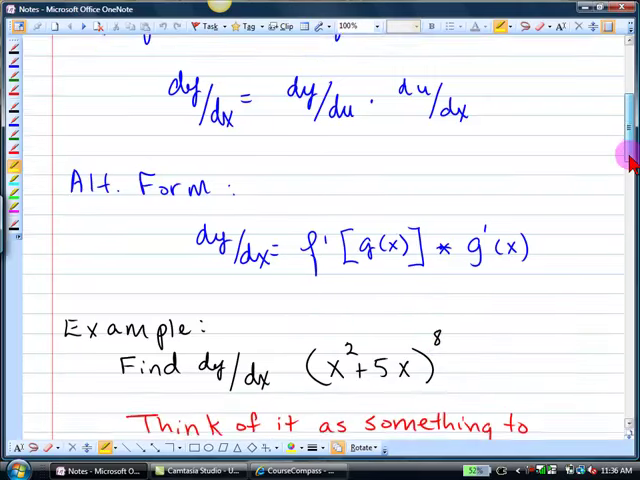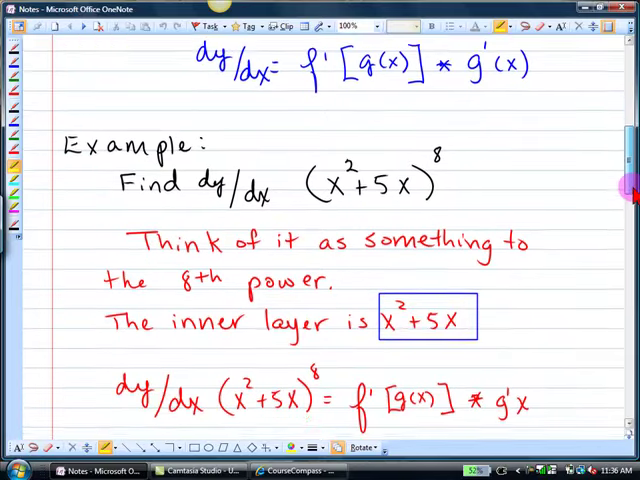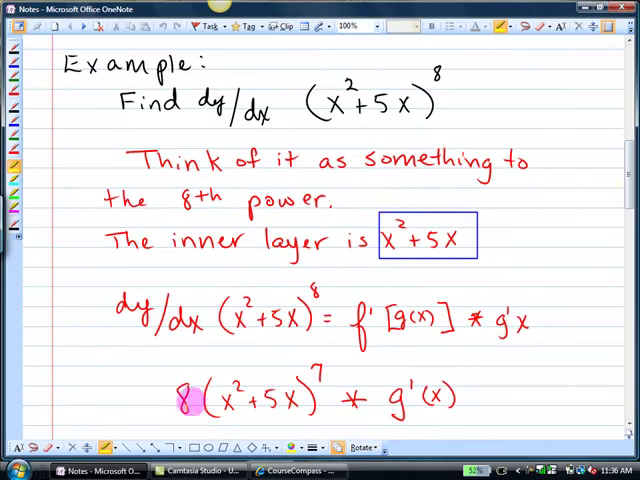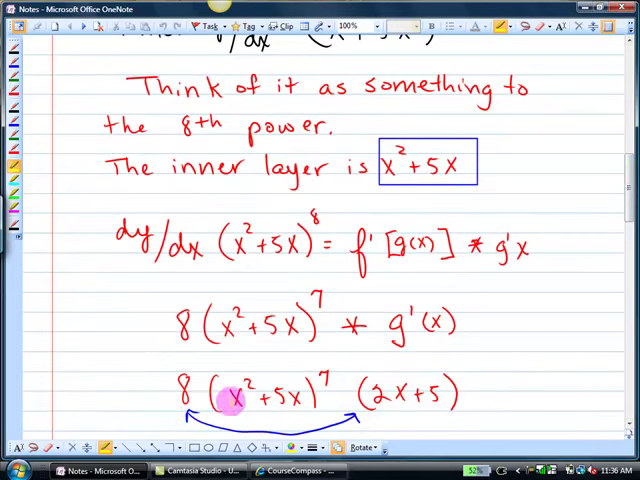7. So your first step, okay, and I just wrote down, think of it as something to the 8th power, and the inner layer is this thing, all right? So you told me that was 8 times that to the 7th. You know to do that. Then you multiply times g prime of x. That means take the derivative of what's inside. So what's the derivative of this inside part? 2x plus 5. So you have 8 times this to the 7th times 2x plus 5.